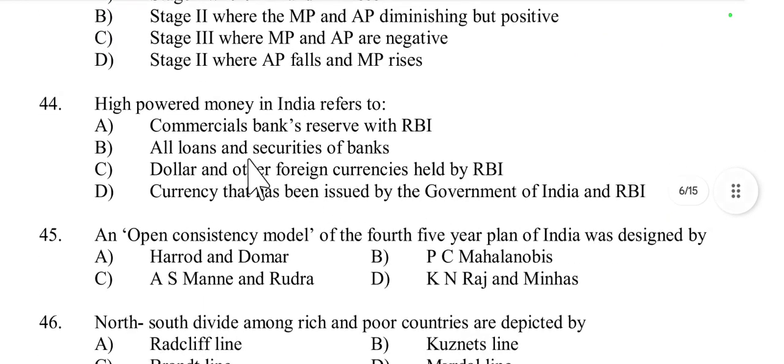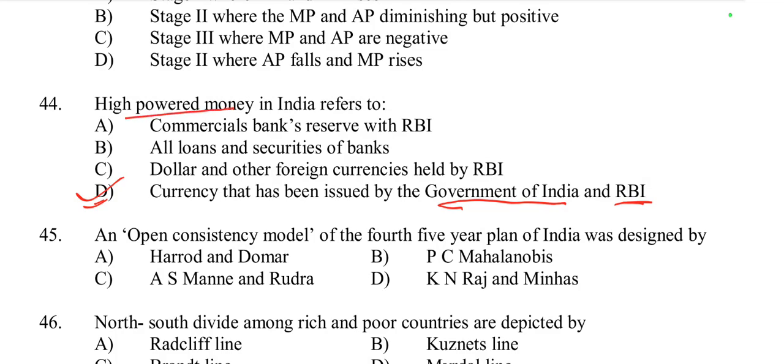Then question number 44. High powered money in India refers to currency that has been issued by the Government of India and RBI. High powered money means government money and RBI money. Commercial banks, no; loan securities, no; dollars and other foreign currencies, no. It is the currency issued by the Government of India and RBI, and it is called high powered money.